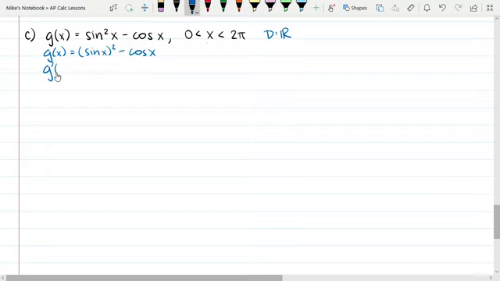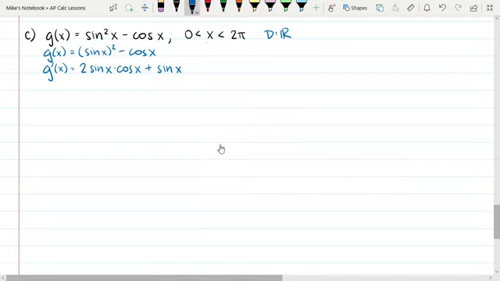So that does mean that g prime of x equals, so we've got a little chain rule here, that's going to be 2 times sine of x to the first times the derivative of sine, which is cosine. And then the derivative of cosine of x is negative sine of x, and then the negative and the subtraction become a plus. And so there's our derivative.